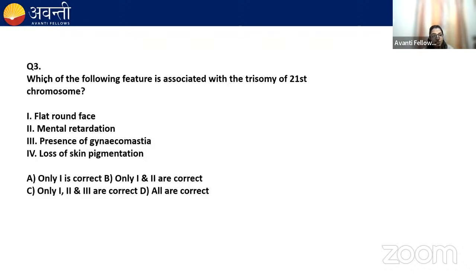Next is question number 3, which says: which of the following features is associated with the trisomy of the 21st chromosome? One is flat round face, second is mental retardation, third is presence of gynecomastia, fourth is loss of skin pigmentation. What do you think? What will be the correct option?